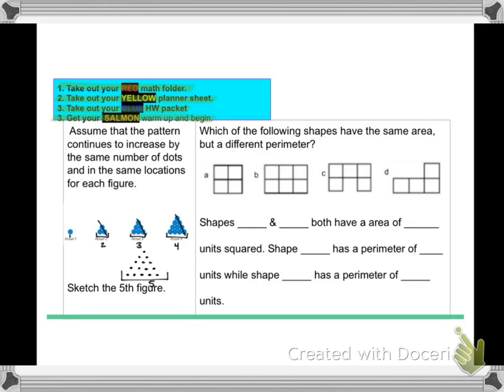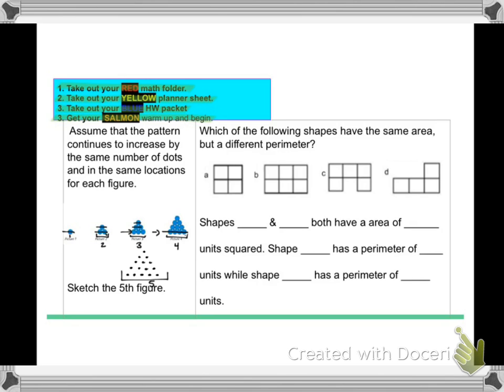I could have also originally looked at this pattern while I'm looking at the bottom as rows going left and right. I have 1 row. Now I have 2 rows. Now I've added a third row. Now I've added a fourth row. So each time an additional row with 1 more dot is added to the bottom of this figure.